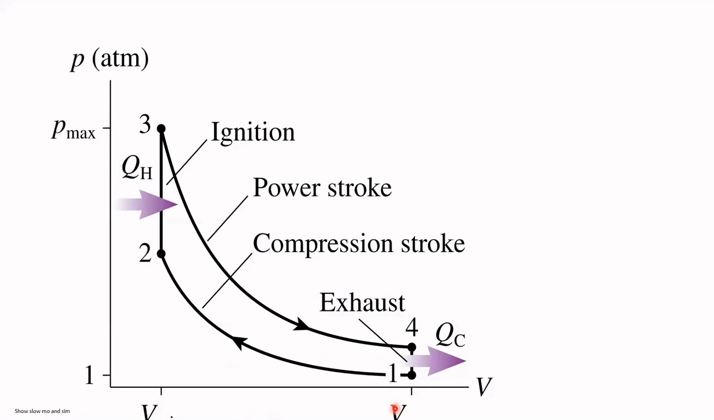During the power stroke, again, it happens very quickly. There's no time for heat to be transferred through the walls of the cylinders. So we also model that as an adiabatic process. Now, this is a little more challenging conceptually.